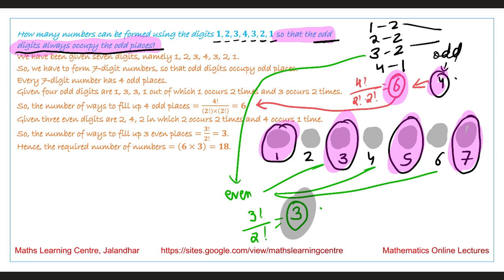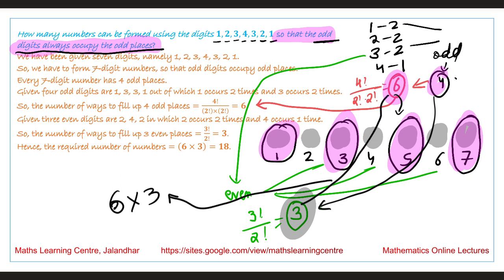So first suppose we have placed the odd digits, then we place the even digits. So the total number of ways is given by the fundamental theorem of multiplication, and the answer we obtain is 6 into 3. So the required number of numbers we have is 18.